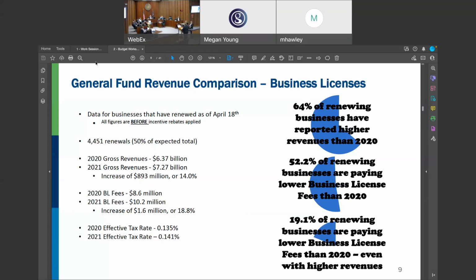So this data is also before the implementation of the rebates that council included in the new business license ordinance. Those will be processed at the end of this month. And so you will see that the actual fees paid by the businesses will continue to show an even more favorable result as we process those.